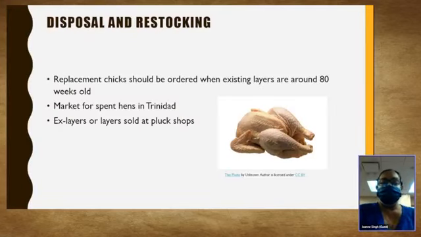Of course, when your hens are around 80 weeks old and their laying is declining, you need to get rid of them, because you're going to be losing money at that point, and you don't want to keep feeding these hens and not getting the returns. So there is a market for spent hens in Trinidad. They are called X-layers or layers. I'm sure everyone is familiar with that. And they are sold at fowl shops, and they are very, very popular because they're not expensive, and it's a good source of protein as well. And it tastes really good too. So that's a byproduct of your operation. So you have nothing to lose.